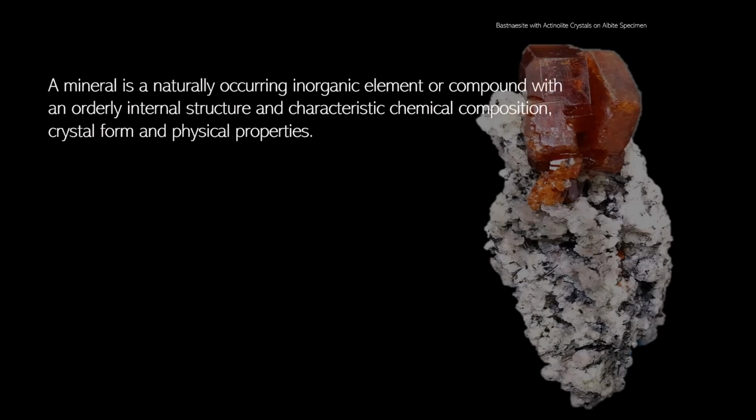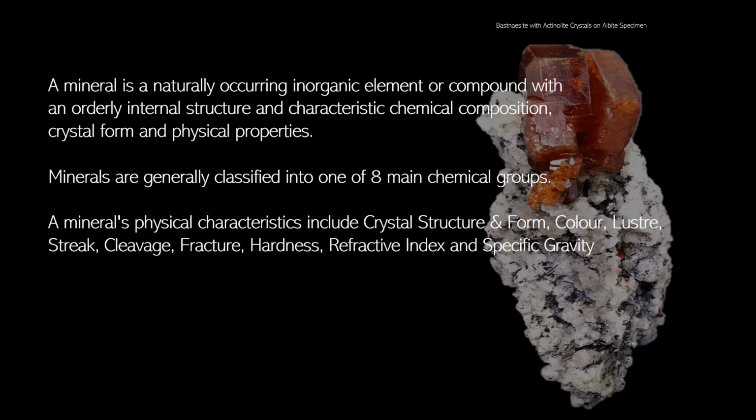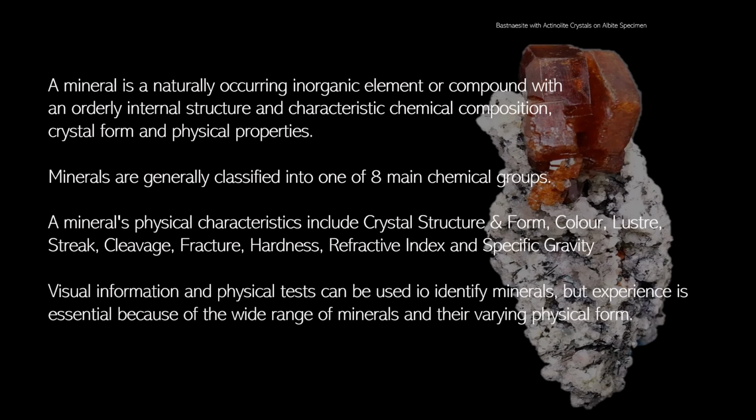Now, let's summarize what we've learned, assuming you've been paying attention. A mineral is a naturally occurring inorganic element or compound with an orderly internal structure, characteristic chemical composition, crystal form, and physical properties. They are generally classified into one of 8 main chemical groups. A mineral's physical characteristics include crystal structure and form, color, luster, streak, cleavage, fracture, hardness, refractive index, and specific gravity. Visual information and physical tests can be used to identify minerals, but experience is also essential because of their wide range and varying physical form.